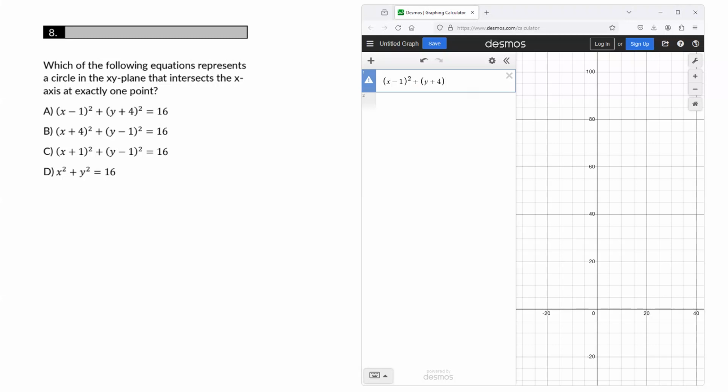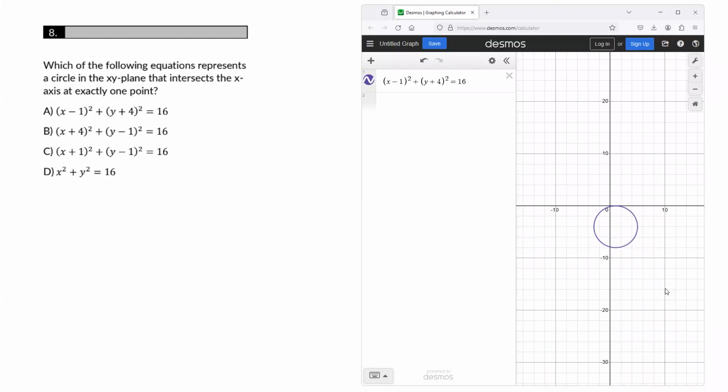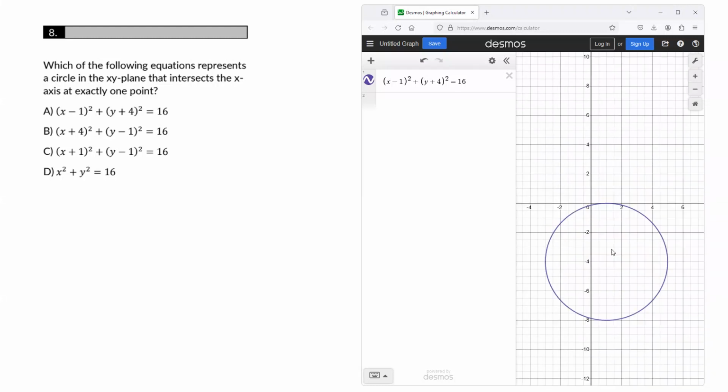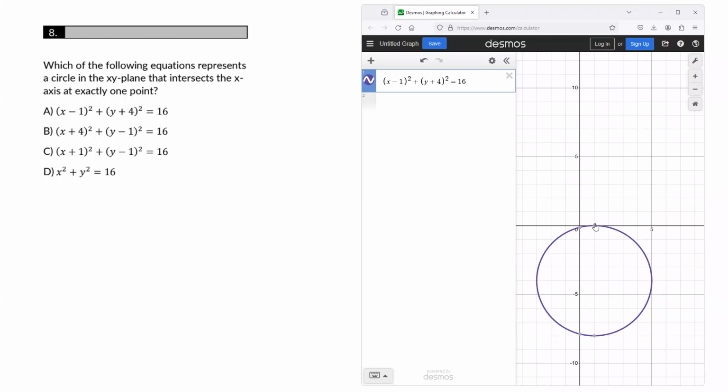Well, let me do this. I'm going to type the first option in. All right, and let me zoom a little bit better. I see where this circle is. Does it intersect the x-axis at exactly one point? I kind of think it does. It intersects at (1, 0). A is the answer.